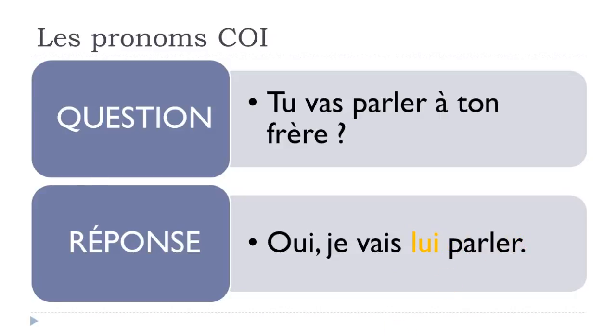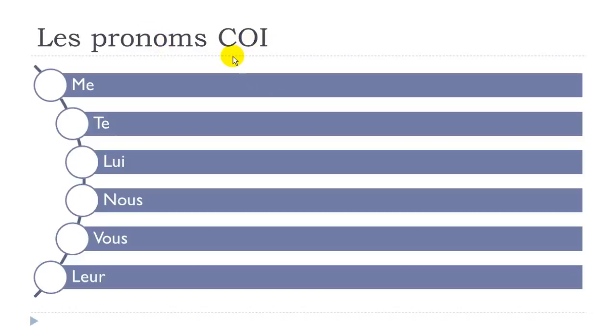Alright, so now we'll see these pronouns for all the persons. For the first person of the singular, it will be me. Second person of the singular, te. Then third person, like we saw, masculine and feminine, I only put one, lui, because it's the same. First person of the plural, nous. Second person of the plural, vous. Third person of the plural, leur. Me, te, lui, nous, vous, leur.